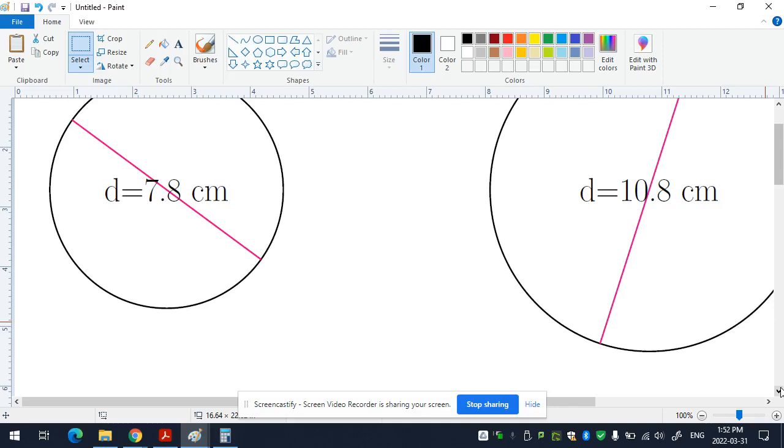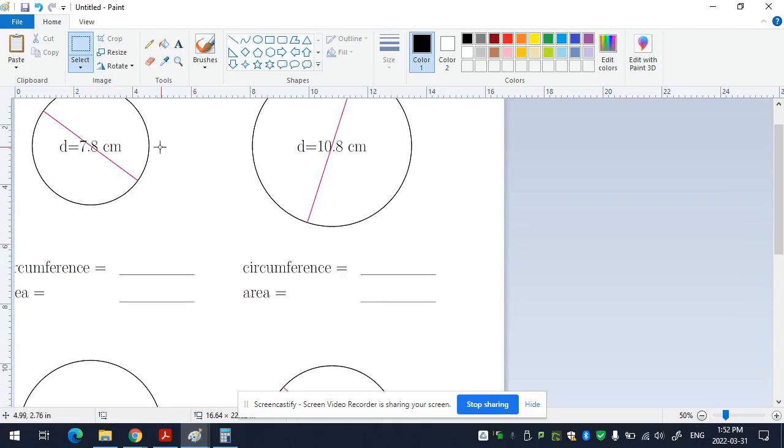I don't need double of it. I need half of it. Whenever you want half, you just divide anything by 2. So everyone, let's write radius here. Radius equals 7.8 divided by 2.